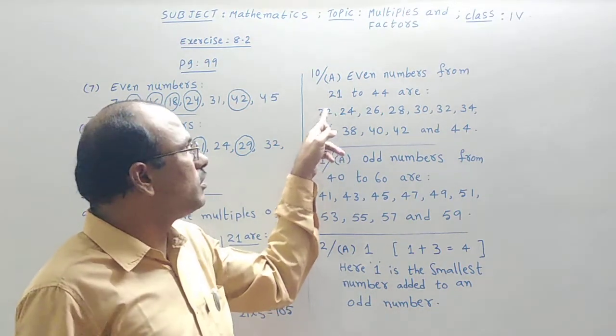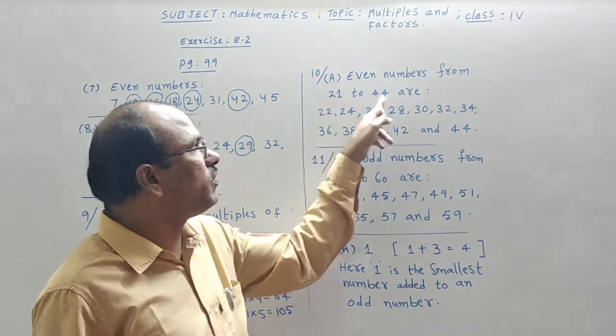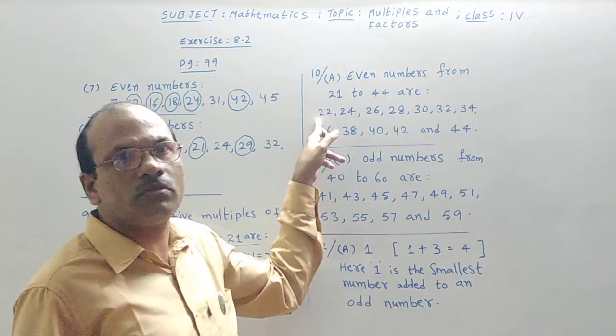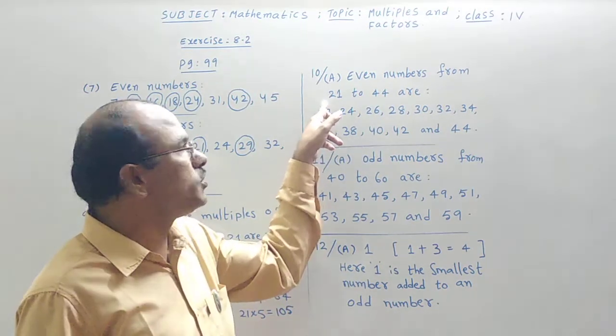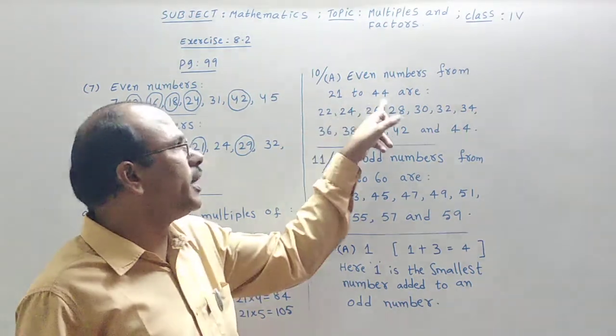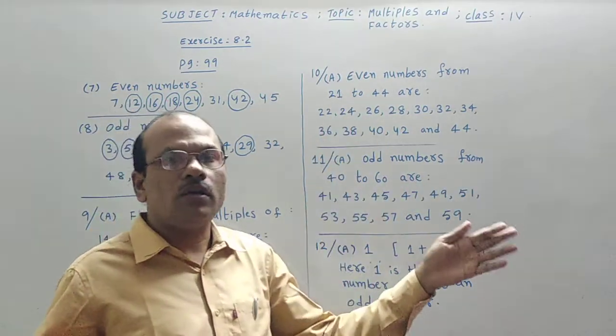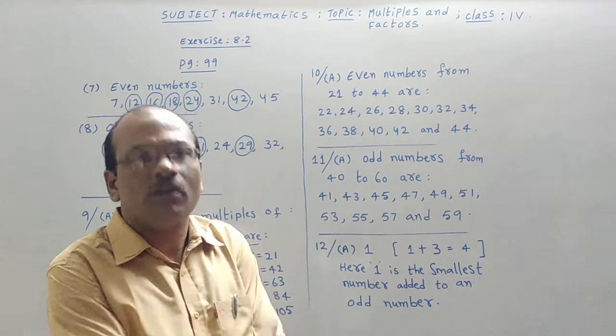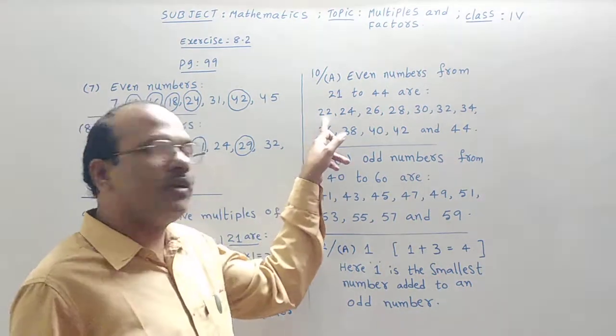We should check from 21 to 44. In that checking, 22 is available. Our journey should start from 21 and end with 44. In those numbers, we have to list out all the even numbers. 22 will be an even number.